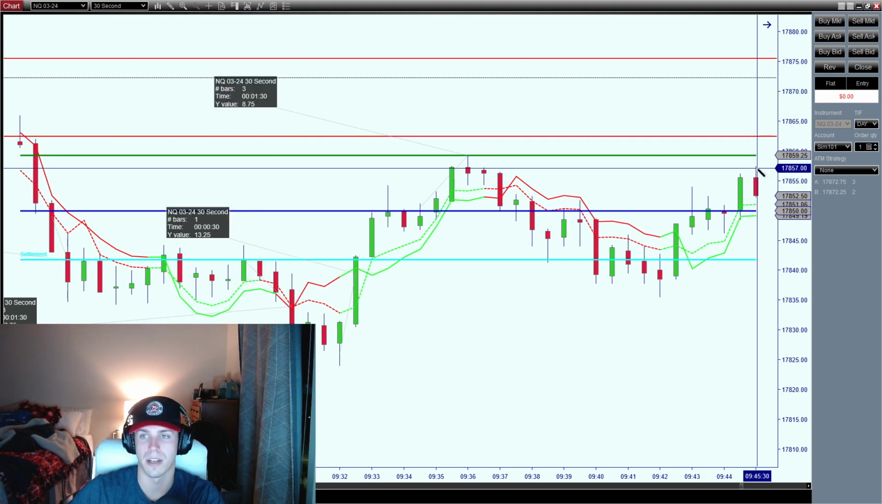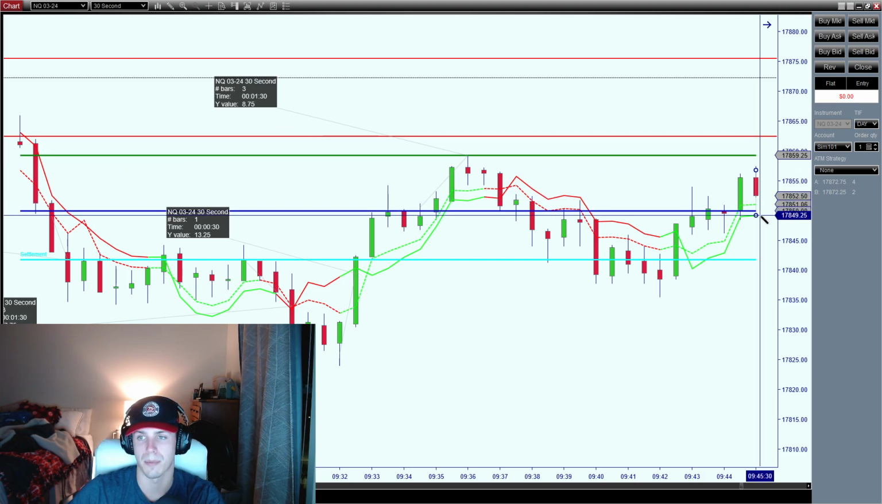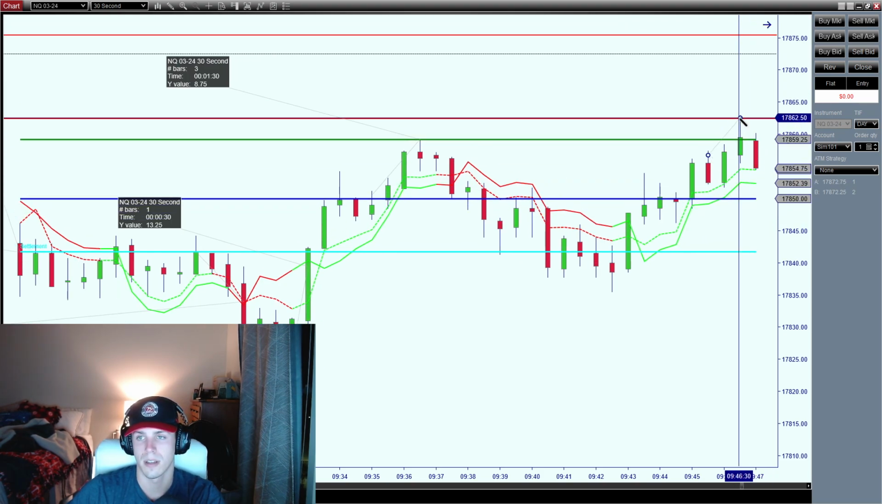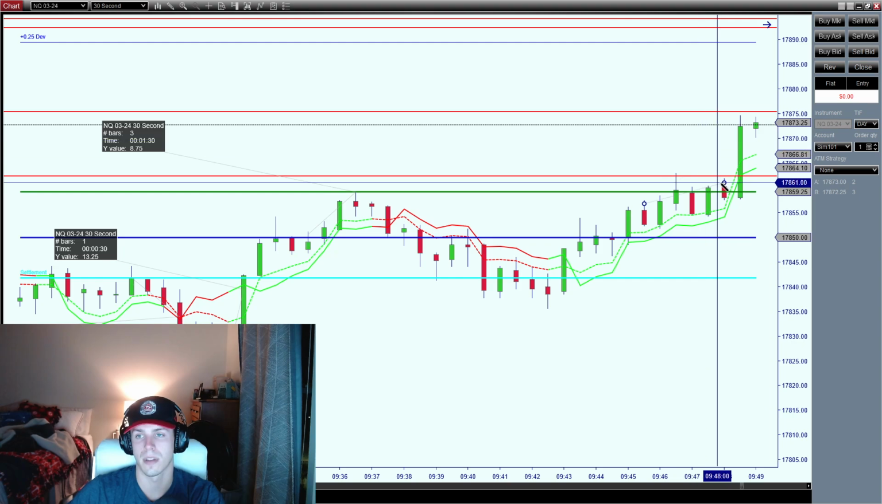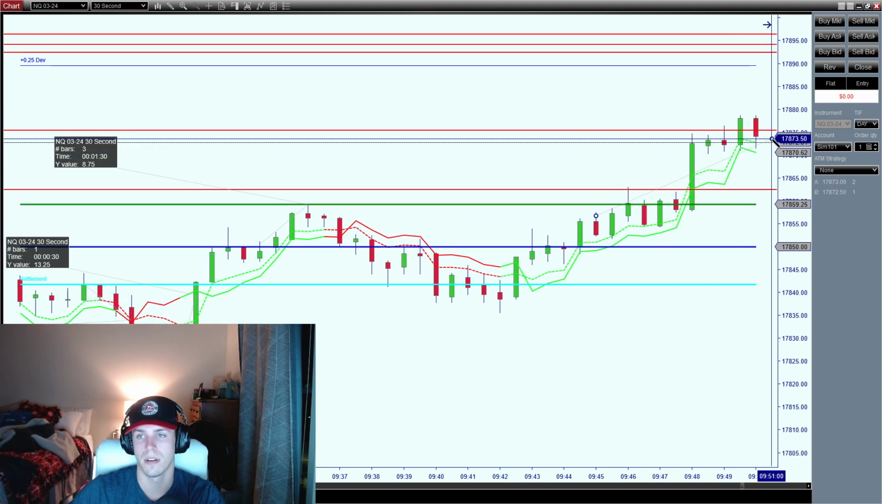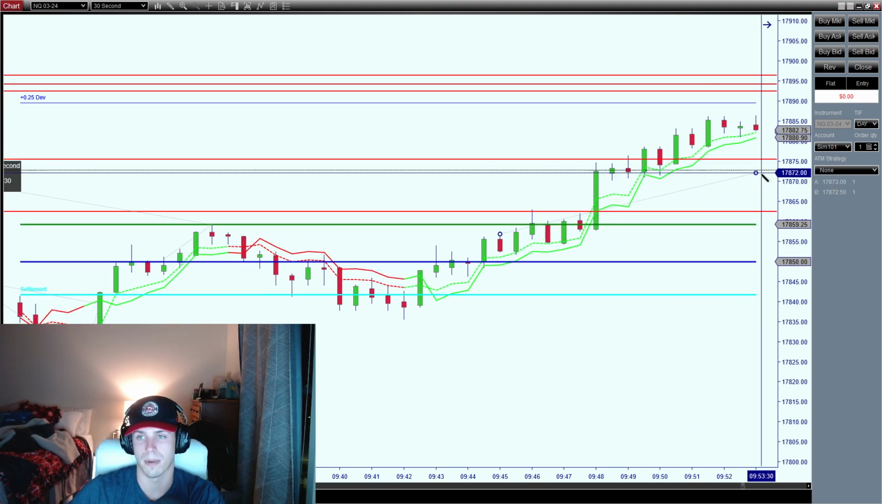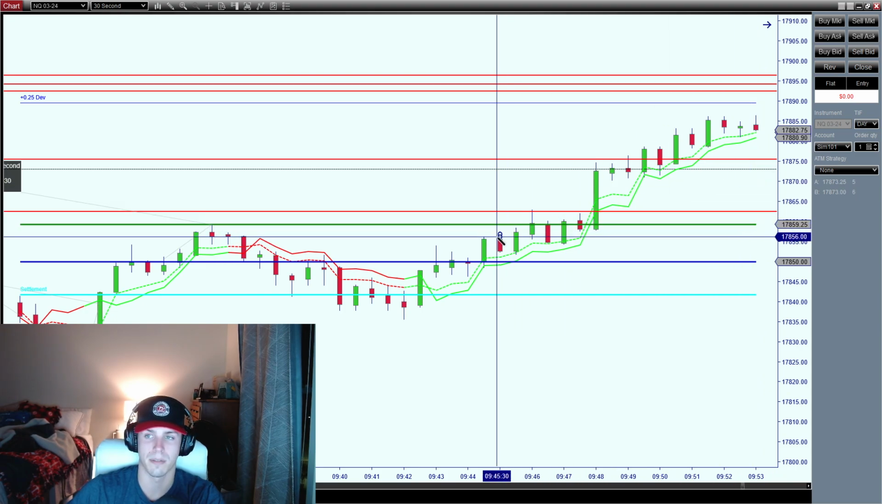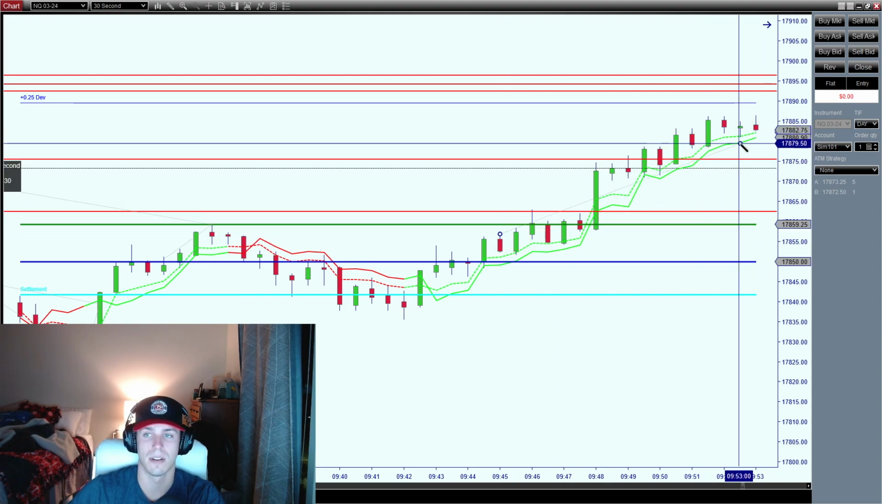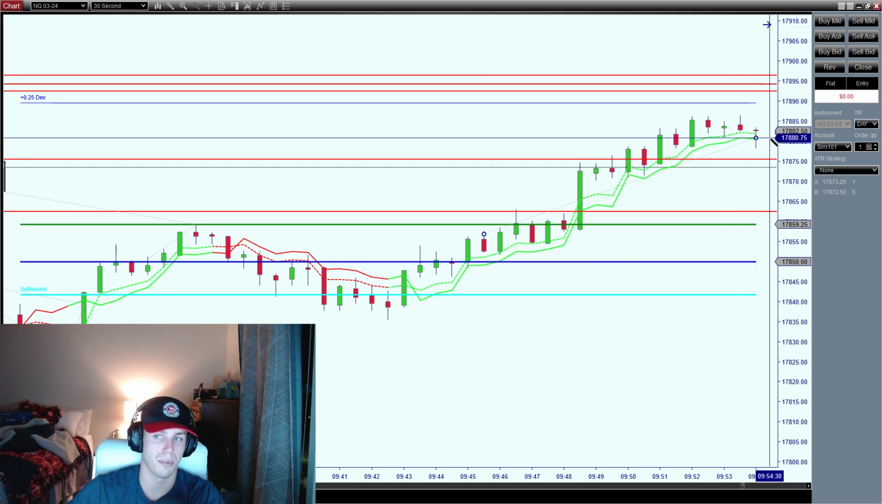All right, so another entry is right here, 56. Stop would be 50. Target this next level. If you let this one run, this is what I'm talking about. We entered here at 56. It's up at 82 right now. We're just trailing our stop with this solid line here.